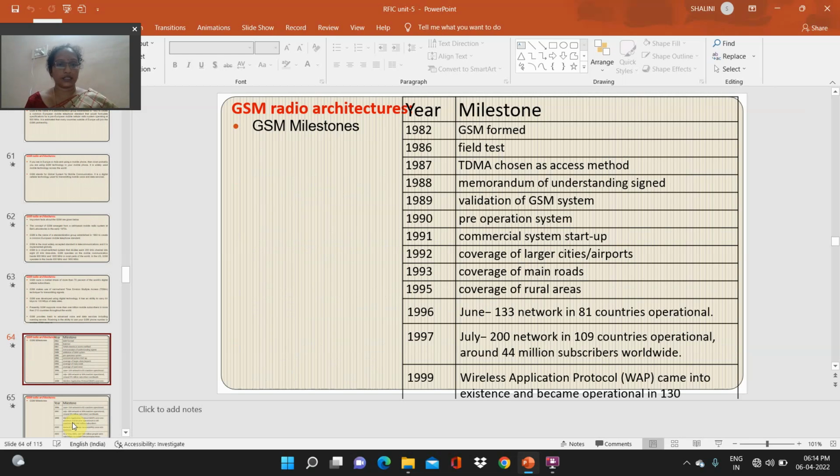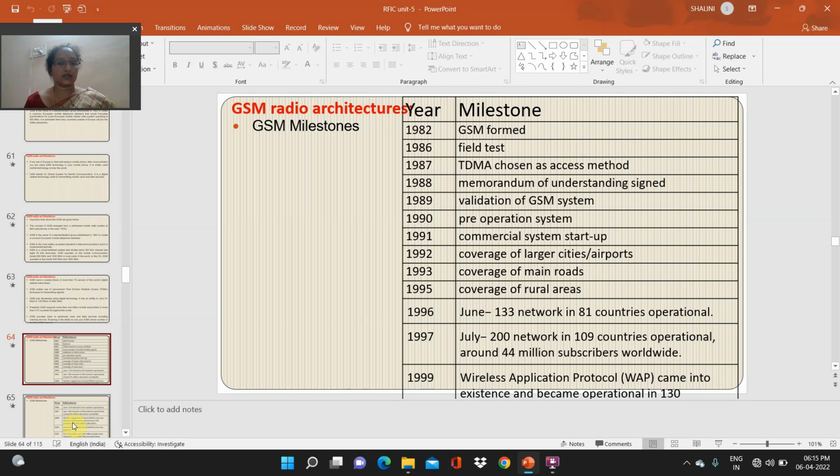GSM radio architectures and its milestones. In 1982, first of all, GSM was formed. 86 field tested. 1987 TDMA chosen as its method. 88 Memorandum of Understanding signed. 89 Validation of GSM system. 90 Pre-operation system. 91 Commercial system startup.